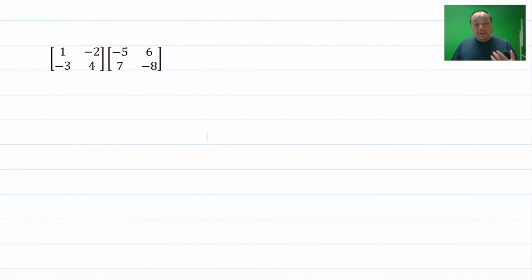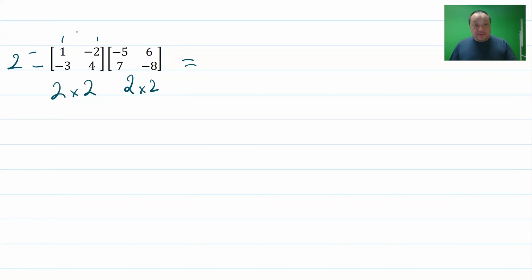Now let's talk about multiplying matrices. Let's take this example. I have a 2 by 2 matrix. It has 2 rows and 2 columns. So it's a 2 by 2 matrix. It's multiplied by another 2 by 2 matrix.